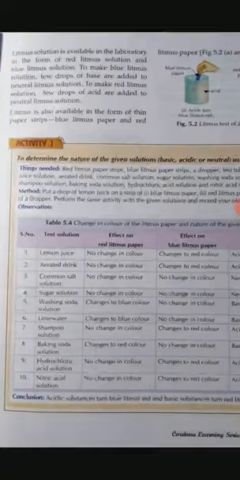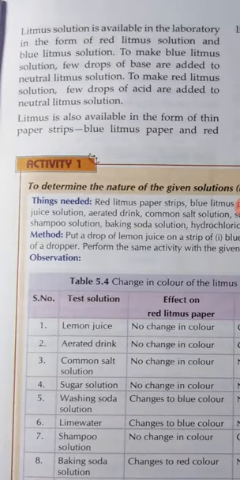In the laboratory, litmus is present in the form of a red litmus solution and a blue litmus solution. If we put the red litmus solution in a medium and it converts to blue, then that medium is basic. That means red litmus is converted into blue in basic medium, and blue litmus solution is converted into red in acidic solution. So in this way we can identify.